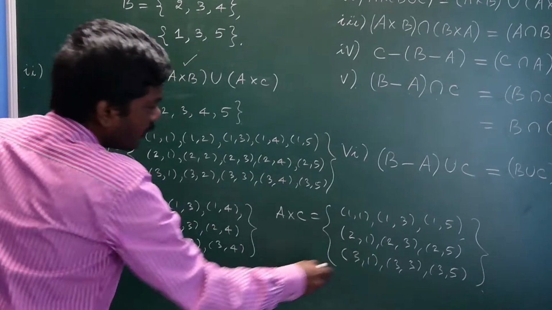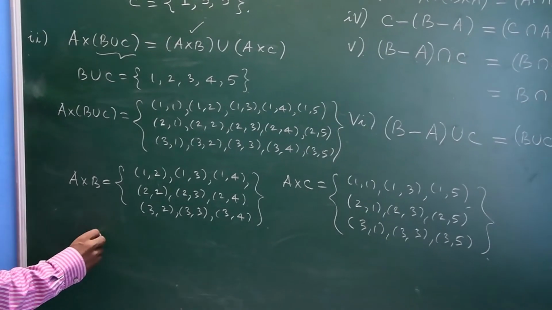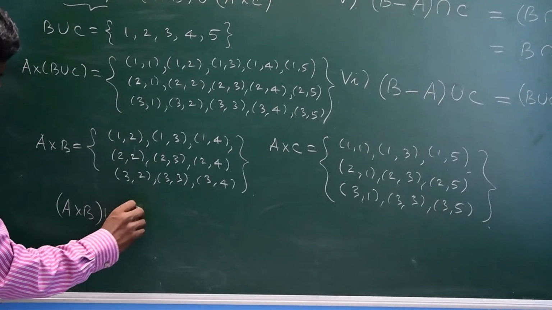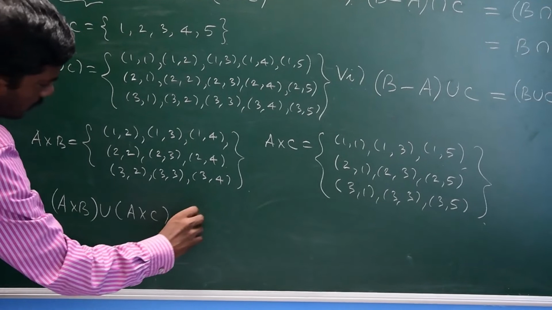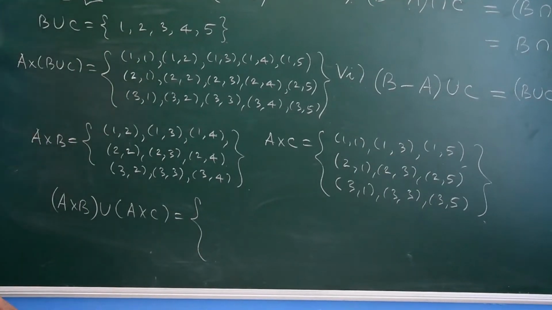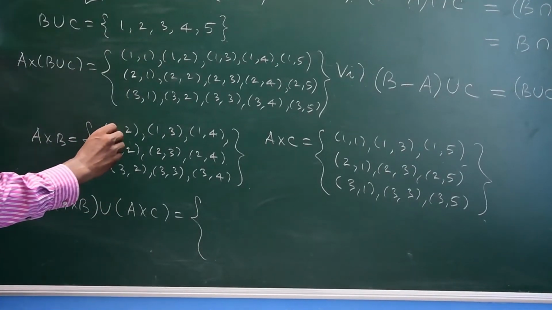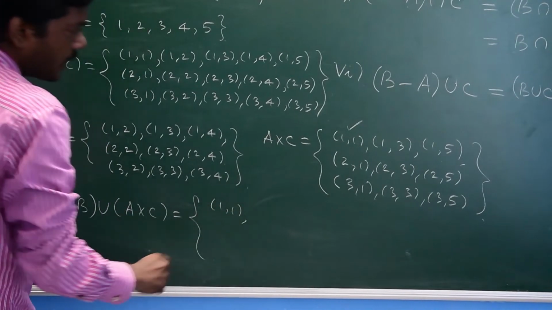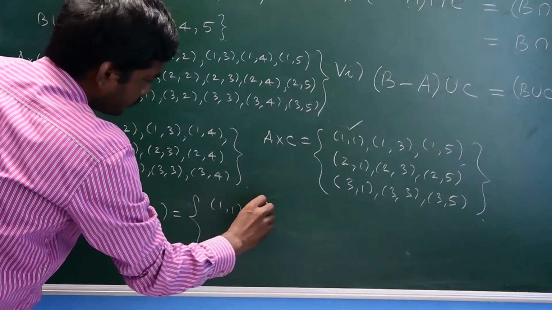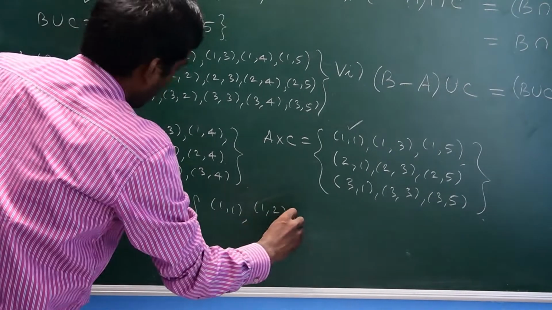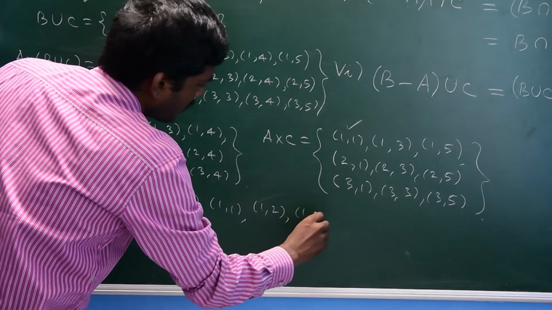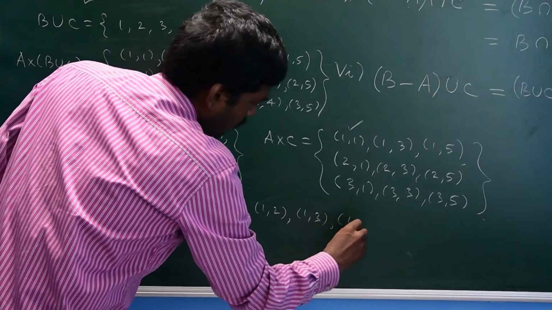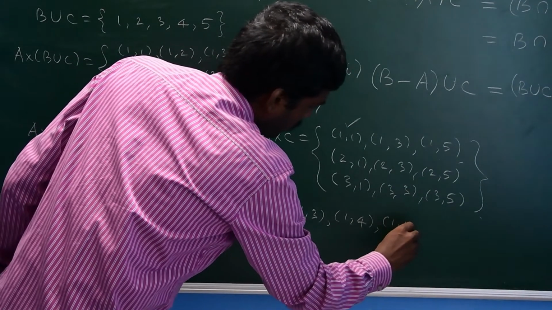இப்போ இது ரெண்டுக்கு யூனியன் போடுங்க. யூனியன் போடிங்கனா so A cross B union A cross C போடிங்கனா இதெல்லாம் repetition அவாய்ட் பண்ணனும் நம்ம. So we will have, what do we have? Let us write (1,1). (1,1) will be there, and then (1,2) will be there, and then (1,3). (1,3) is there, (1,3) is also here. (1,4), (1,5).